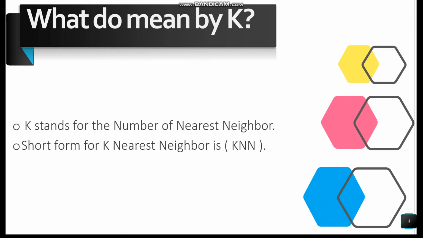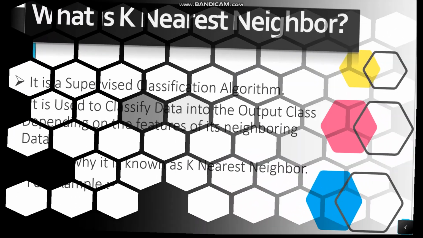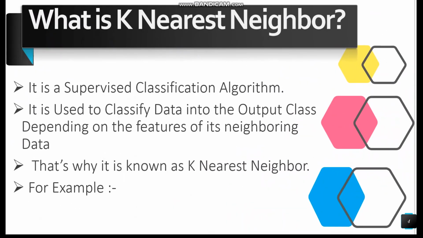Short form for K nearest neighbor is KNN, and it is a supervised classification algorithm that is used to classify data into the output class depending on the features of its neighboring data. That's why it is known as k-nearest neighbor. Now let's try to understand k-nearest neighbor with a small example.